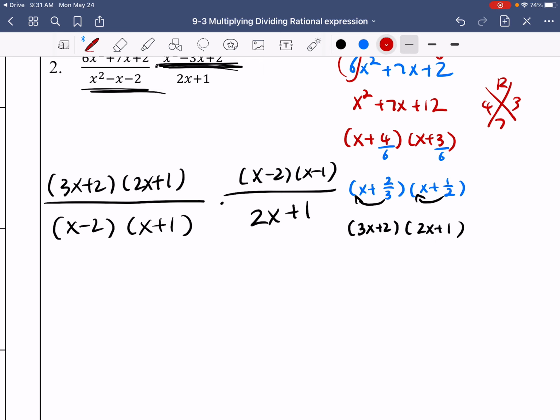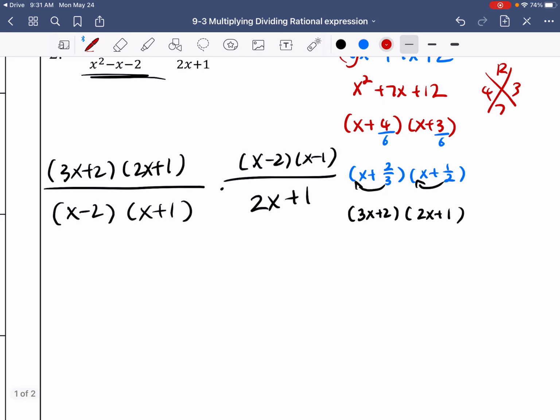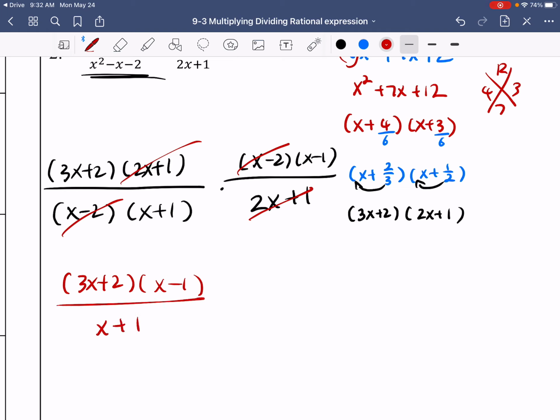Okay, due to time, I'm just going over it like that. You can factor it by yourself. So let's say which one we can cross out. This 2, this 2, that's it, right? So we have 3x plus 2, x minus 1 over x plus 1 left over, where x cannot be equal to negative 1. And this one is going to be what? Positive 2, which is going to be our hole.